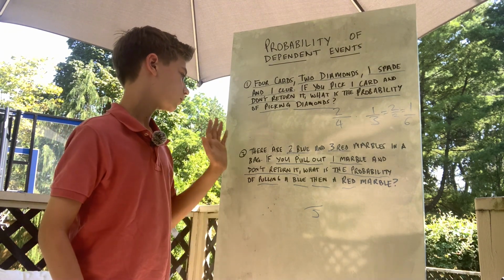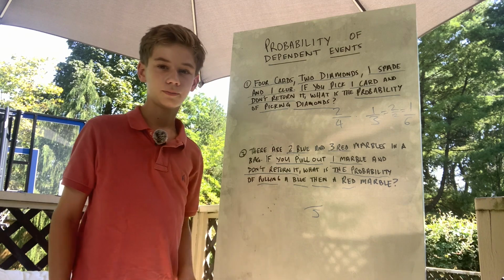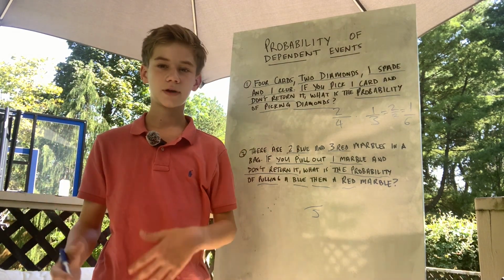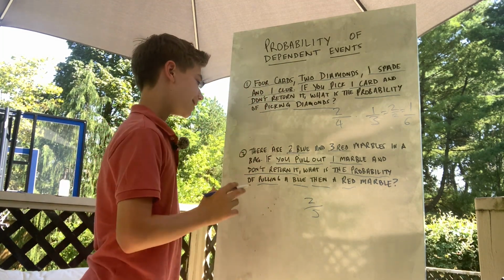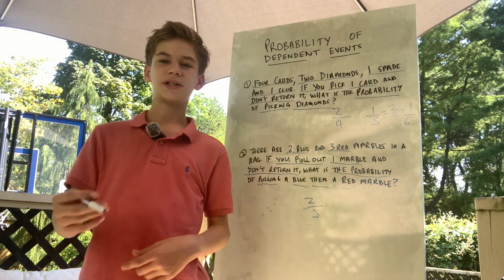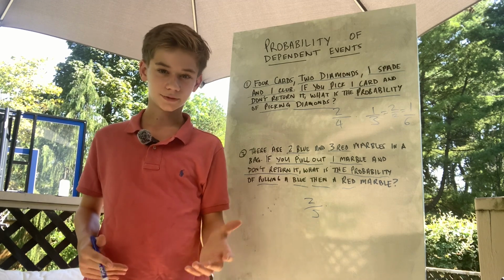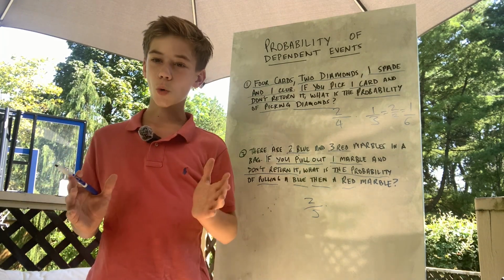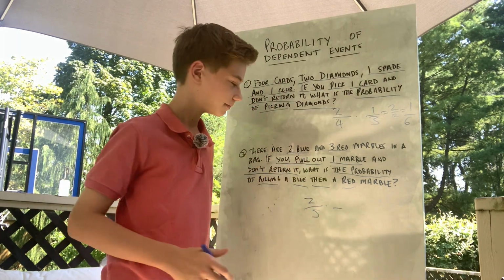Now, first we want to pull out a blue. So there are 2 blue, meaning 2 out of the 5 is our probability for picking a blue. Now, again, we're going to take 1 out as if we've gotten our expected result. So now there's only 1 blue, and there is 4 total marbles.